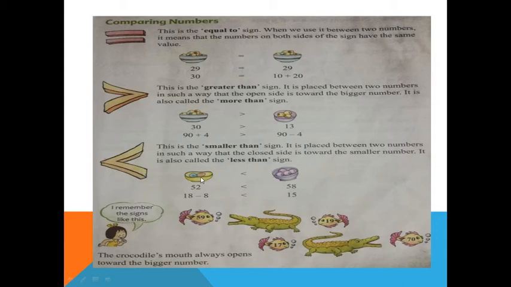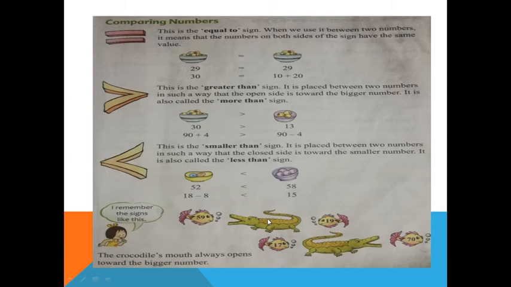So which is the open side? Its side has the big number. You are keeping the more things there. And which is the closed side? It has the less quantity compared to that fruit, whatever you are keeping. Okay, everyone? Remember the sign like this. For example, the crocodile's mouth is always open towards the bigger number.